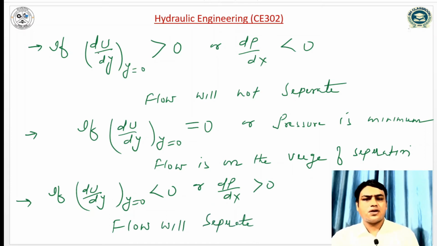So these are the three conditions I have written. If du by dy at y equal to 0 is greater than 0, or dp by dx is less than 0, flow will not separate. If du by dy at y equal to 0 is exactly 0 and pressure is minimum, then flow is on the verge of separation. And if du by dy at y equal to 0 is less than 0, or dp by dx greater than 0, then flow will separate. So these are the three conditions when our flow will separate, when it will not separate, or when it is on the verge of separation.